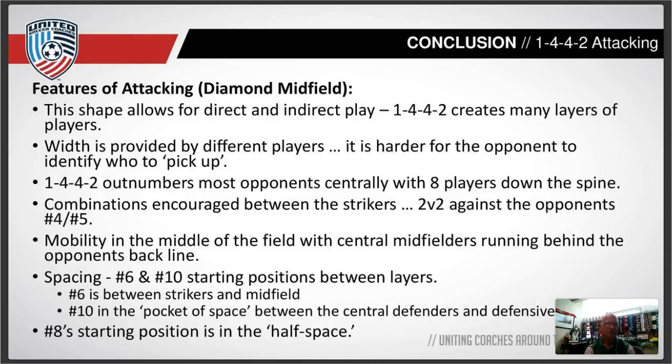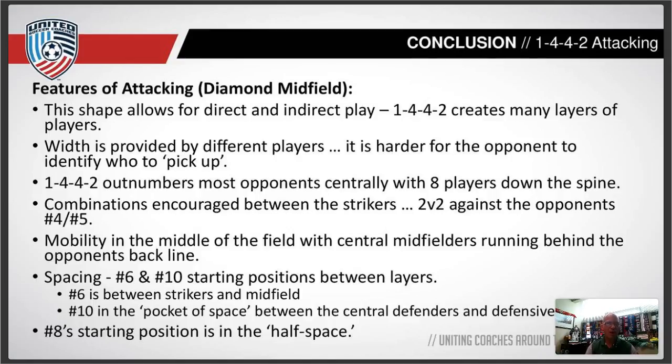It allows us to play directly because we have many layers of players to play through, and 2 striking targets, 2 9s, to play directly to from our backs or even our goalkeeper. It allows us to play indirectly because we have back players, a 6 in that tweener space, 2 8s that are in the half spaces, and then a 10 and 2 9s in front of them. So our positioning of our players is allowing us to move the ball indirectly up the field as well as directly.